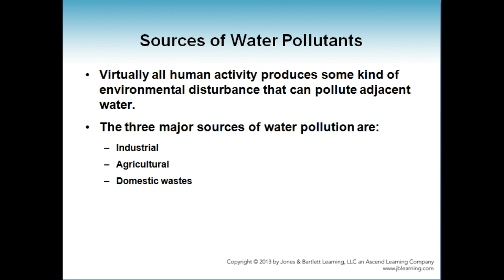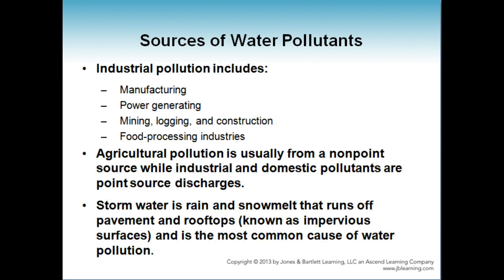What are some of the sources of water pollutants? Virtually all human activity produces some kind of environmental disturbance that can pollute adjacent water. The three major sources or categories of pollutants are industrial, agricultural, and domestic waste. Industrial pollutants include effluent from manufacturing, power generating, mining, logging, and construction, as well as food processing industries. Agricultural pollution is usually from a so-called non-point source, while industrial and domestic pollutants are point source discharges, where all the pollutants come out of a point or a tube.